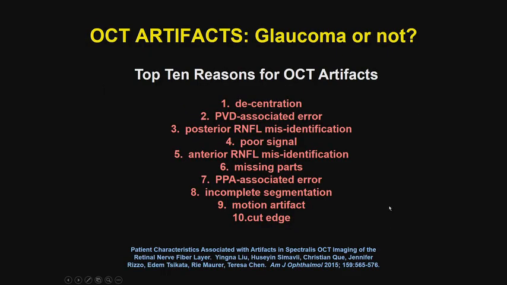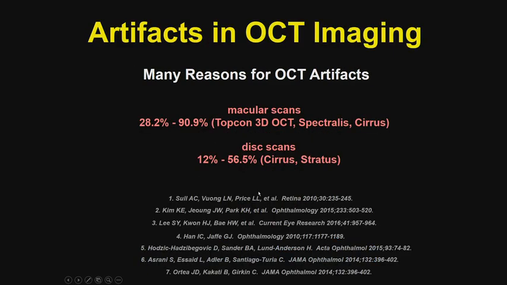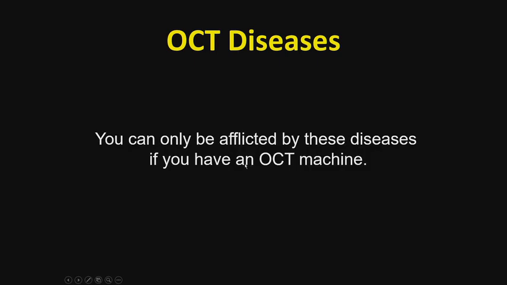So very common. So top 10 reasons for OCT artifacts: decentration in certain machines, PVD in about 14%, poor signal about 5%, and the rest are closer to 1%. So not to isolate or just single out the nerve fiber layer thickness parameter, we all know that macular scans can have a high rate of artifacts, as well as optic nerve scans can also have a high rate of artifacts. So I'm going to go over 3 OCT diseases, and you can only have or be afflicted by these diseases if you have an OCT machine.